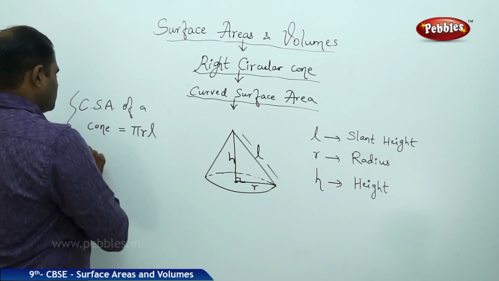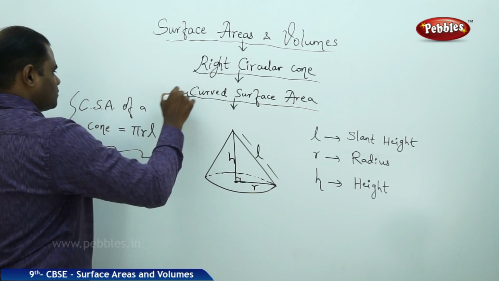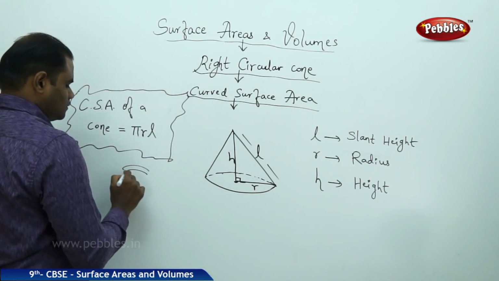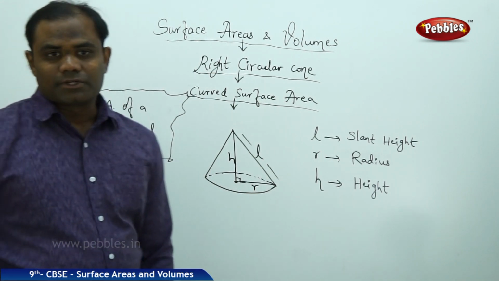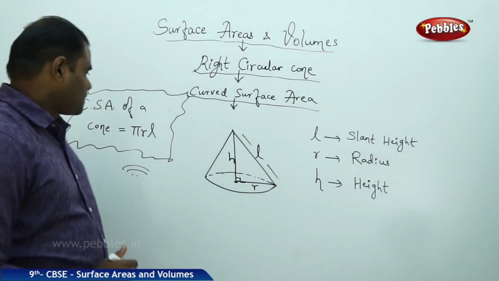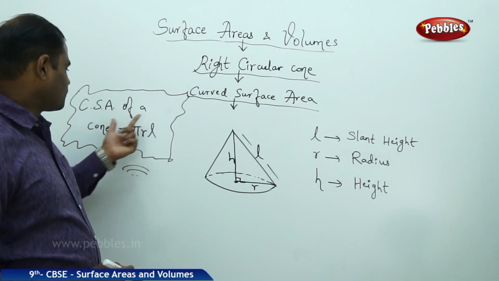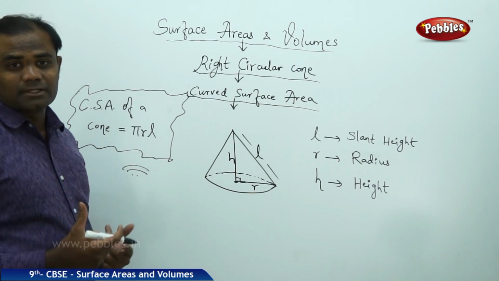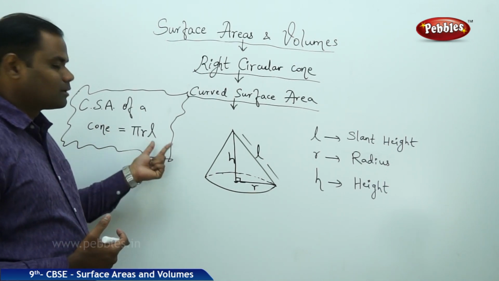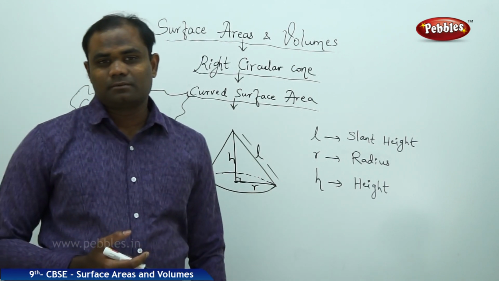is pi r L. R is radius, L is slant height, pi is 3.14 approximately. Curved surface area of a cone or a right circular cone is pi r L unit square.